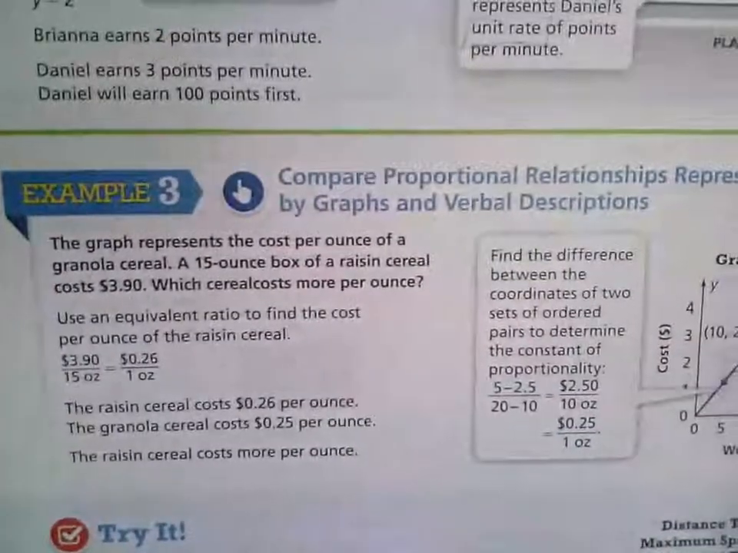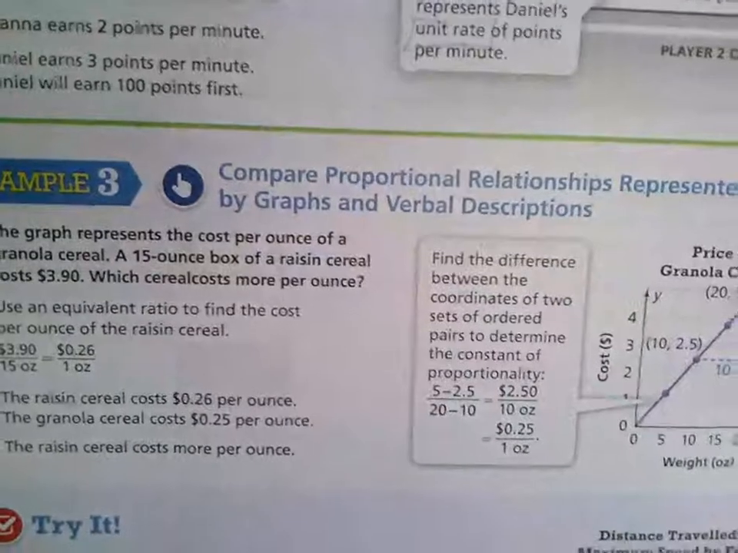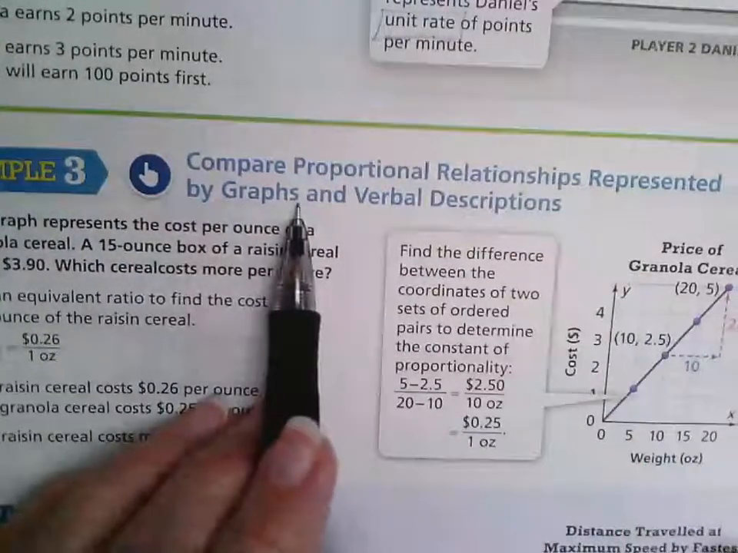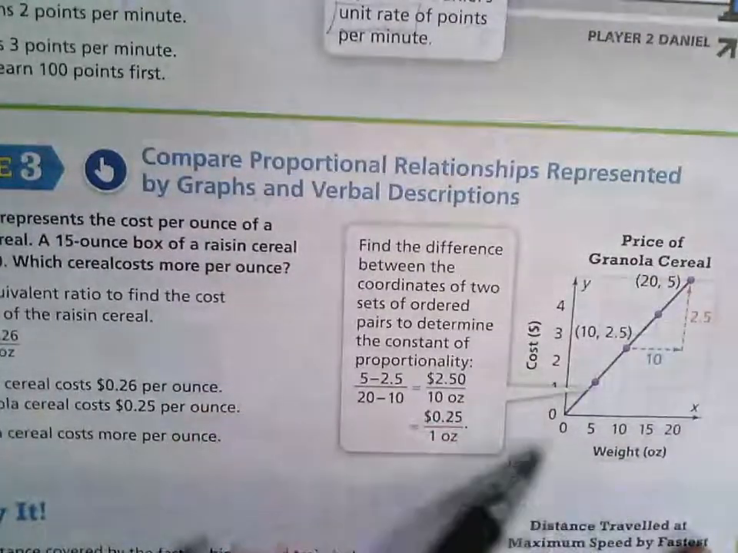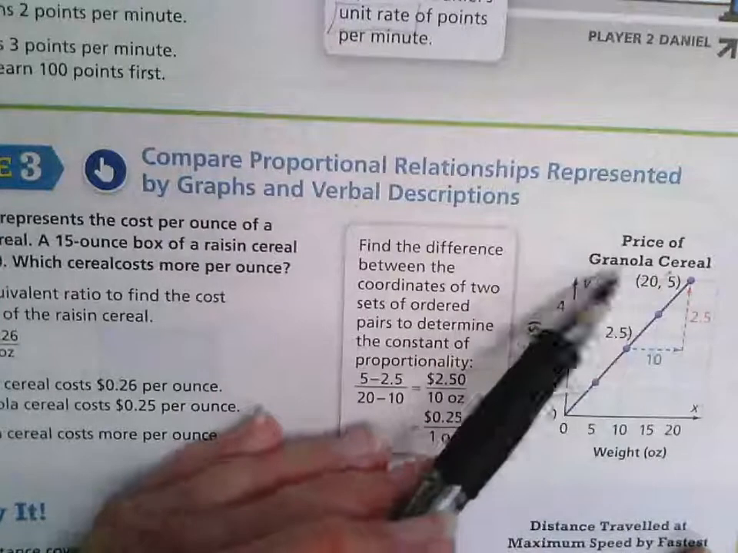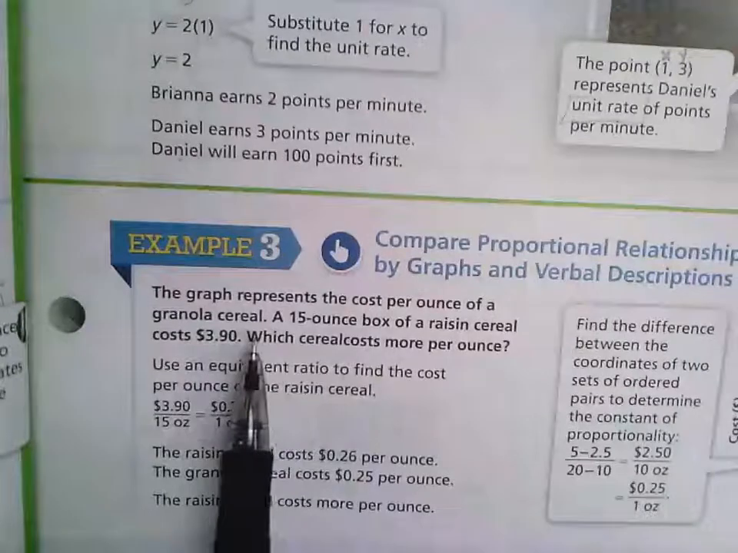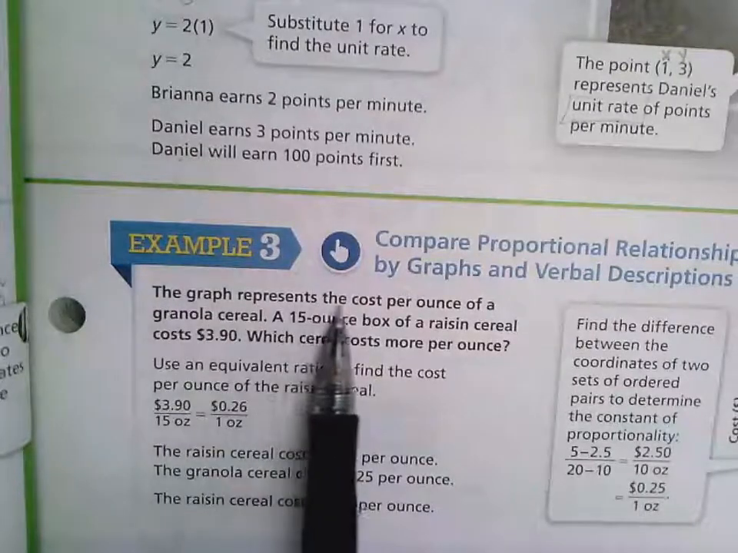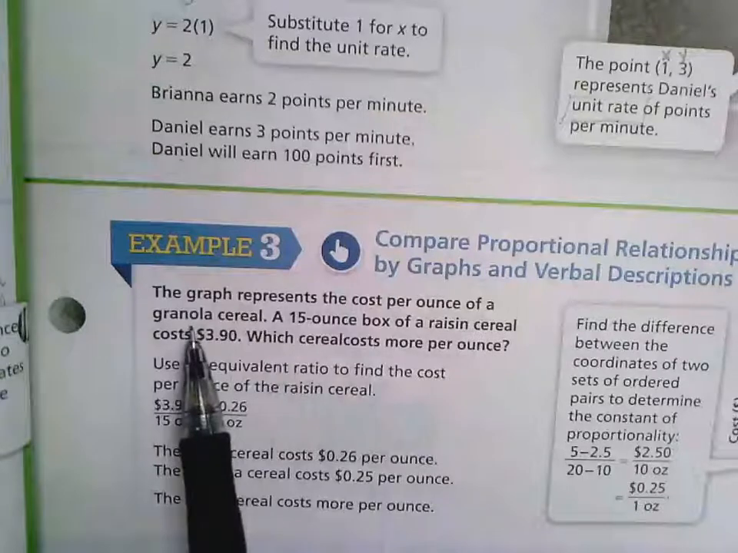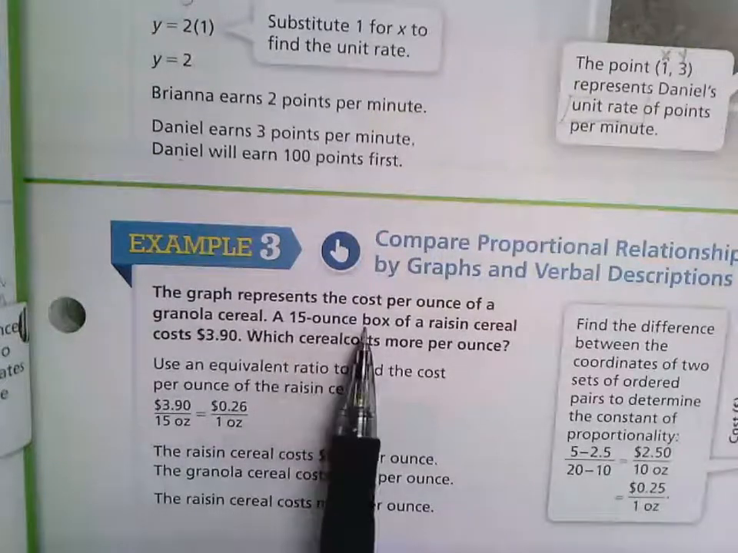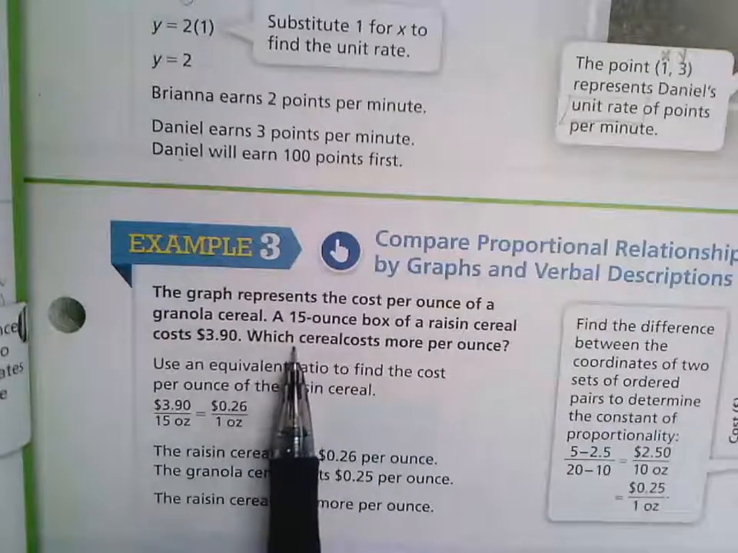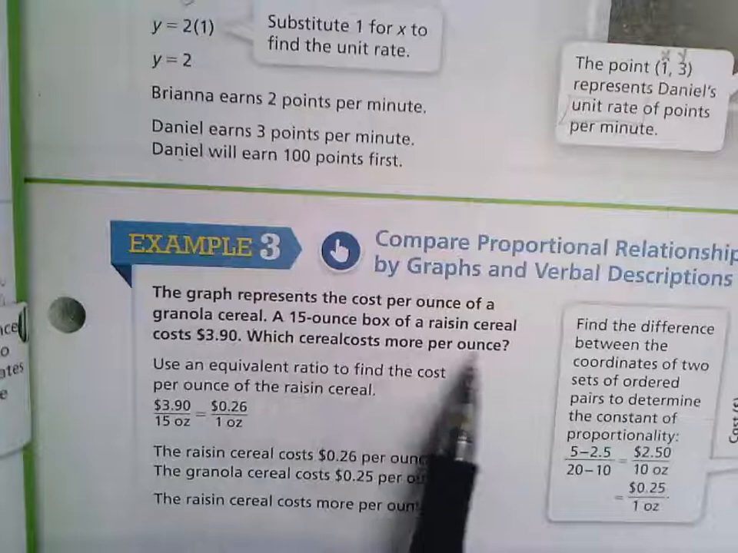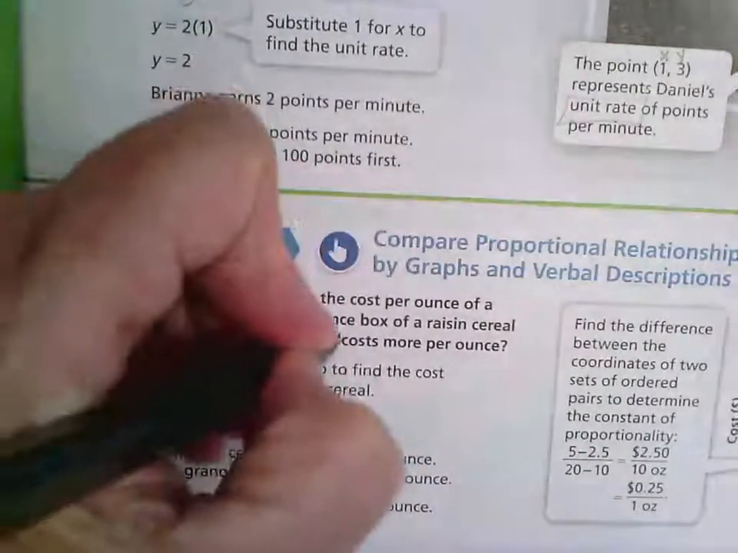423, example 3. Compare proportional relationships represented by graphs and verbal descriptions. So you can see we have a graph over here of the price of granola cereal, and we have a word problem. The graph represents the cost per ounce of granola cereal. A 15-ounce box of raisin cereal costs $3.90. Which cereal costs more per ounce?